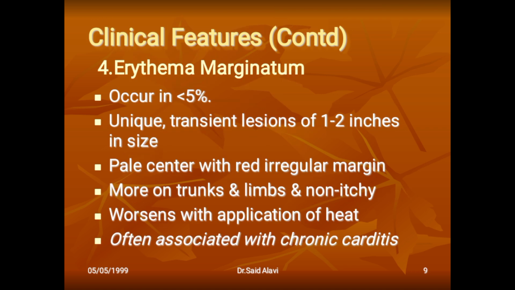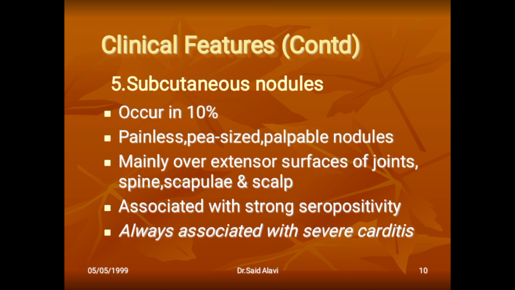Now, erythema marginatum. It occurs in less than 5%. It is a unique transient lesion, 1 to 2 inches in size, with a pale center and a red irregular margin, more on the trunk and limbs, and non-itchy. It worsens with application of heat and is often associated with chronic carditis.